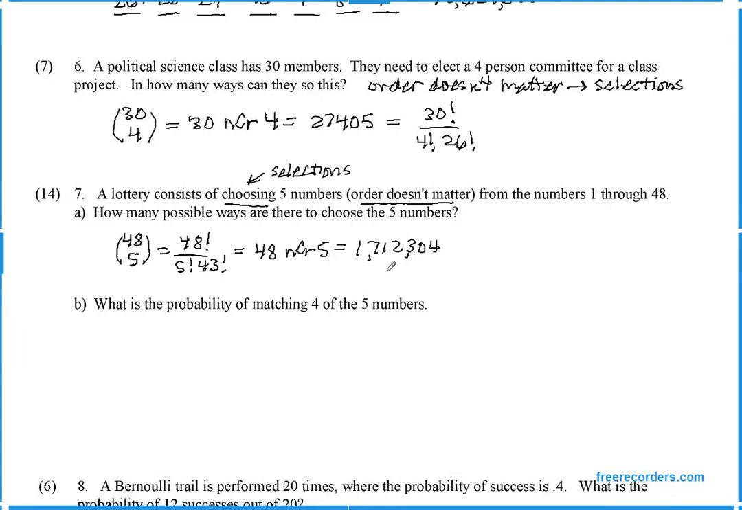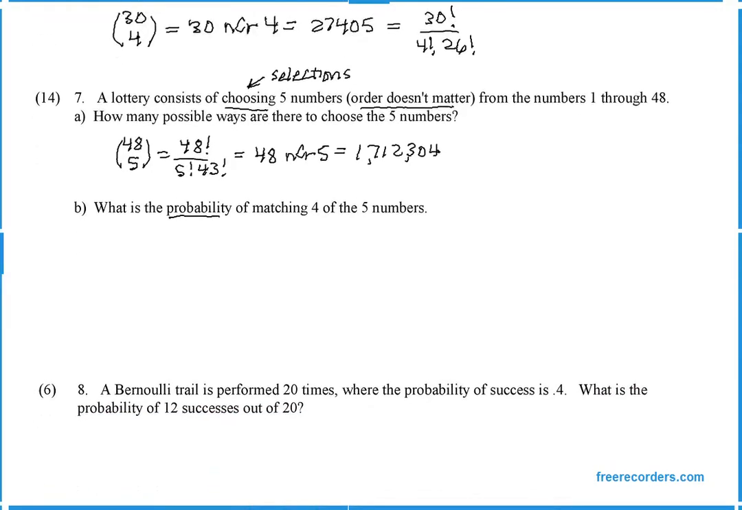Okay, so lots of possibilities there. And what is the probability of matching 4 of the 5 numbers? So this is asking now for a probability. So we're combining our counting principles with probability principles.